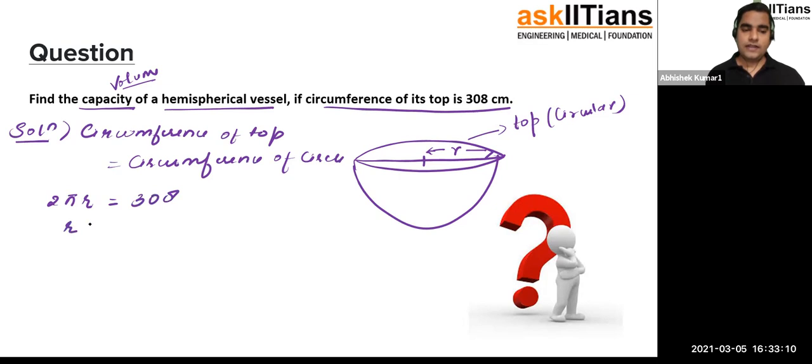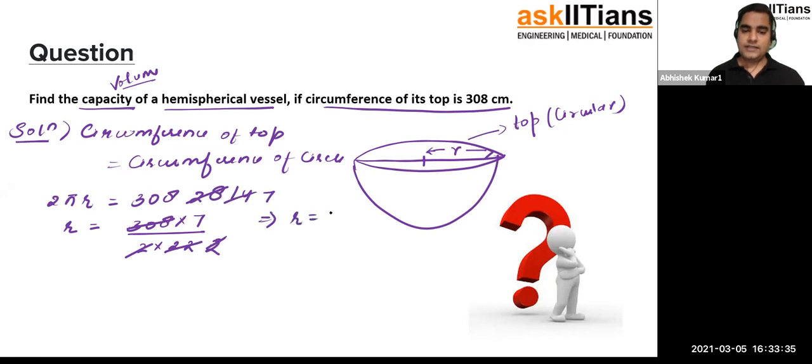So our goal is to calculate r. So r is going to be 308 into 7 upon 2 into 22. Clear? So 11 can cancel this 22 two times, and 11 will cancel 308 28 times. This 2 will cancel this 28 14 times, and this 2 will cancel this 14 7 times. So the value of the radius is equal to 49 centimeter.